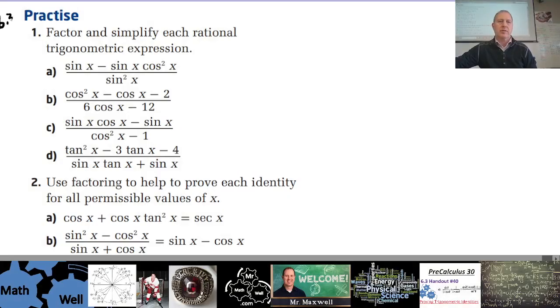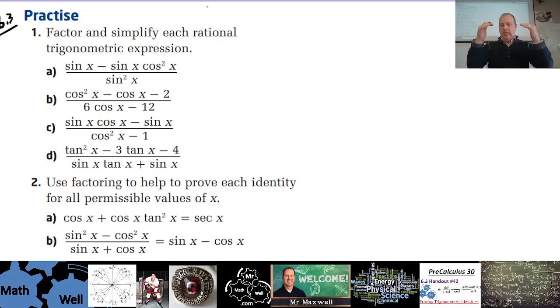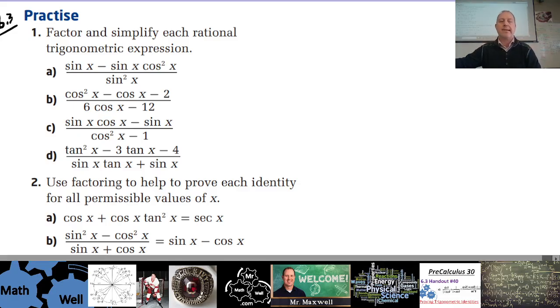All right, so this is Pre-Cal 36.3. So in 6.3, we're proving identities. This homework is asking you to do specific things in order to transform these expressions. This one's asking you to factor and simplify each rational expression. Factoring is a huge part of breaking these things down, okay?